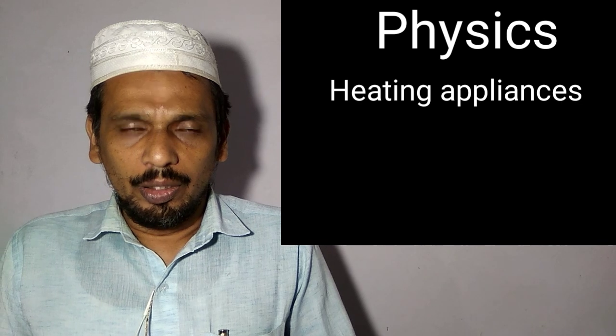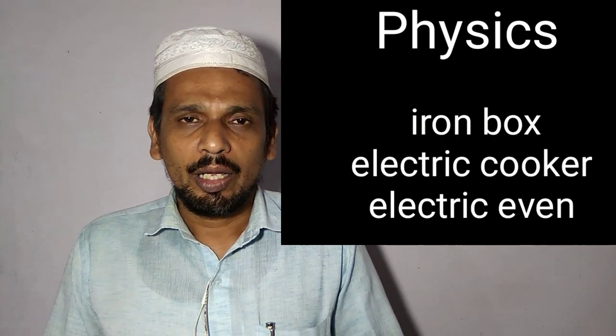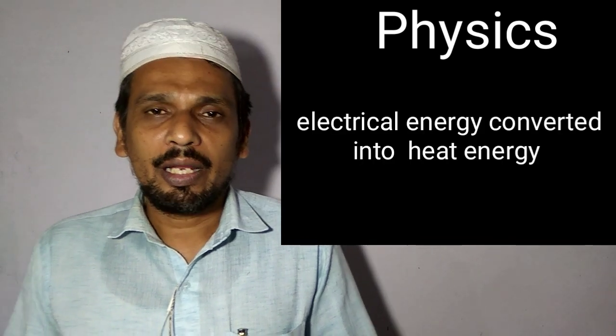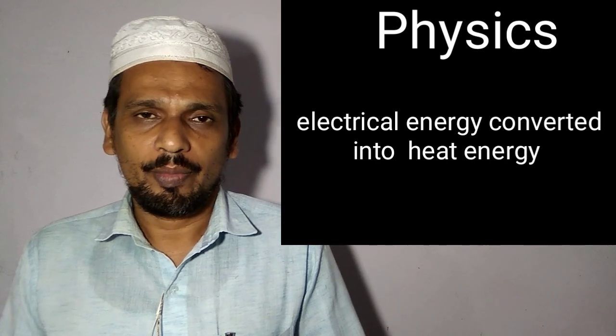Now we discuss the uses of the heating effect of electricity. In our daily life, we need many uses. For getting heat, many devices are used in our daily life. For example, an iron box is used to iron clothes; heat energy is needed. Electric oven, electric cooker, soldering iron, and many other devices are used in our daily life. How do they work? In these appliances, electrical energy is converted to heat energy.